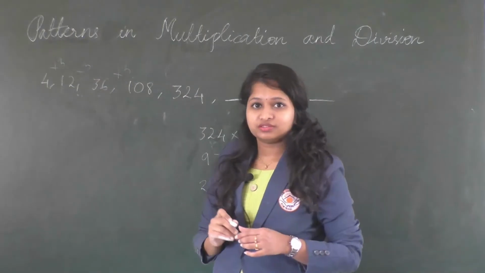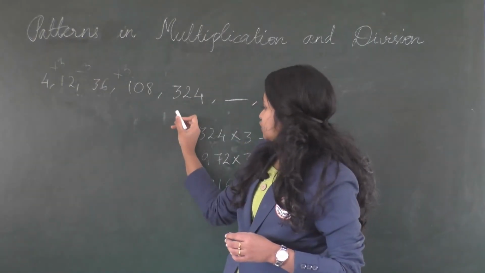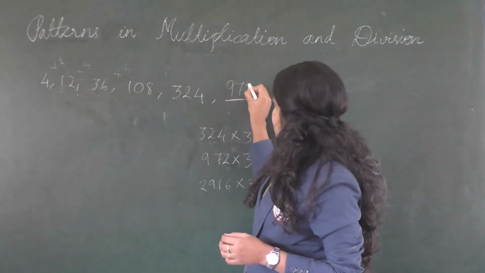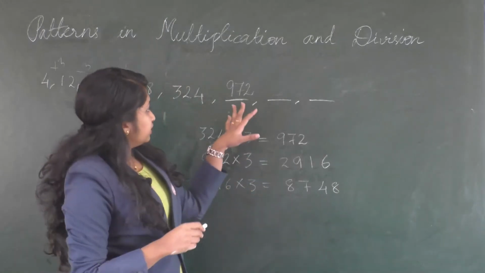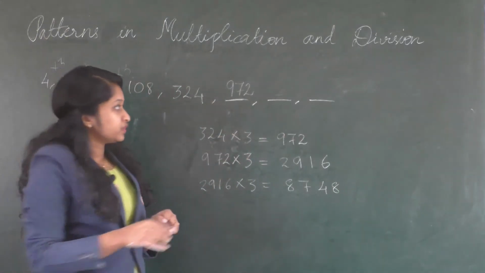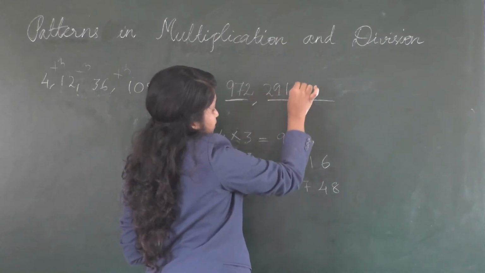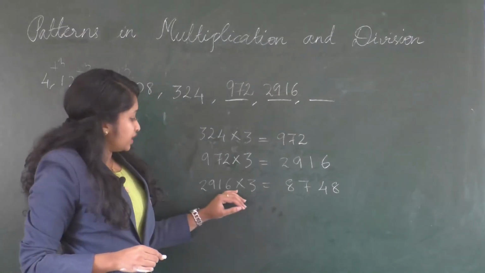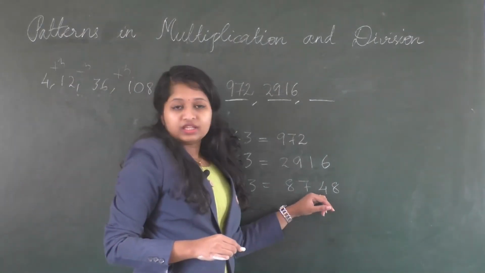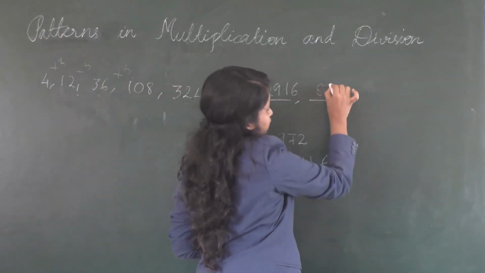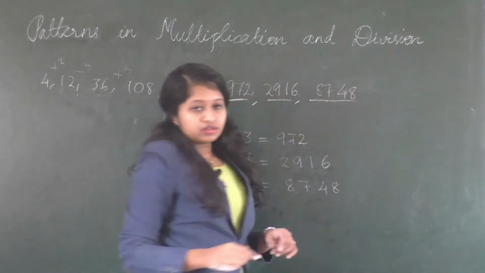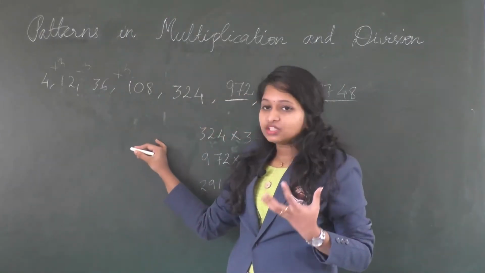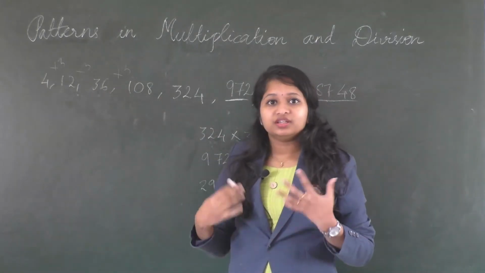108 into 3 is 324. Now 324 into 3 is 972. 972 into 3 is 2916. And the next number, 2916 into 3 is 8748. So what is the pattern here? Each number is multiplied by 3 to get the next number.